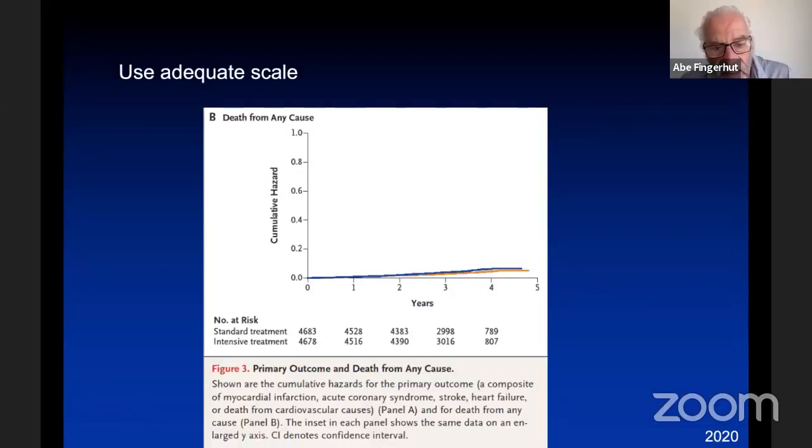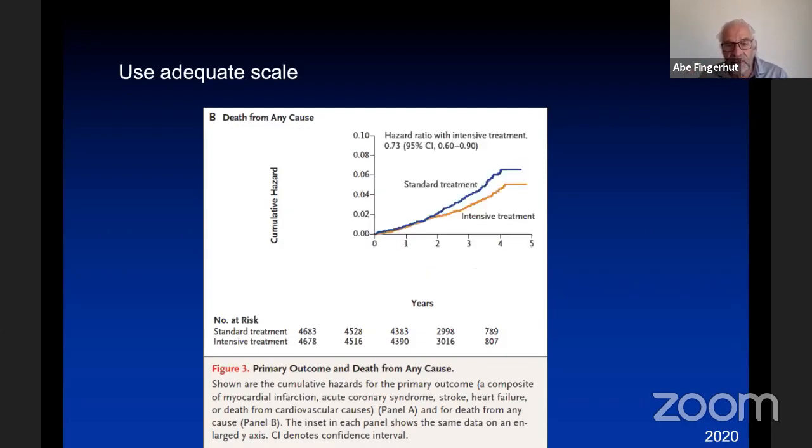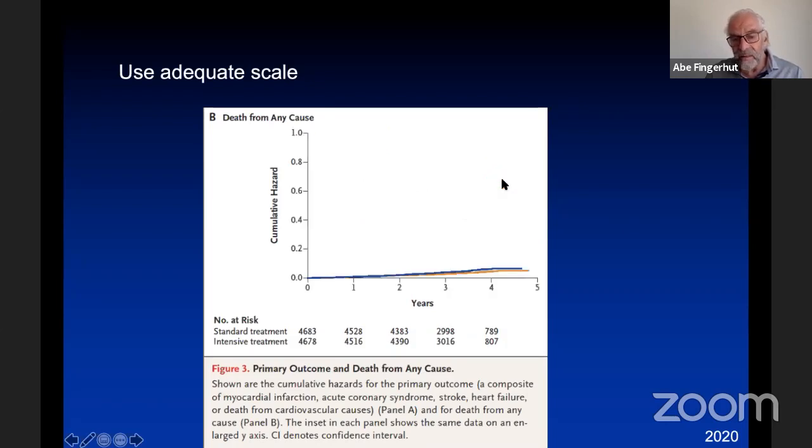Make sure that the scale is adequate. This is something that I found in the literature, which is, if I look at it very carefully, I'm going to say, okay, practically no difference. What's going on? It's not very much information. But actually, if we had an appropriate scale, we would see that there is a difference. And if you look very carefully, the 95% confidence interval, 0.6 to 0.9, does not cross 1. In other words, there is a statistically significant difference here. But if I look at this curve, I'm not going to see it. My visual impression is wrong.